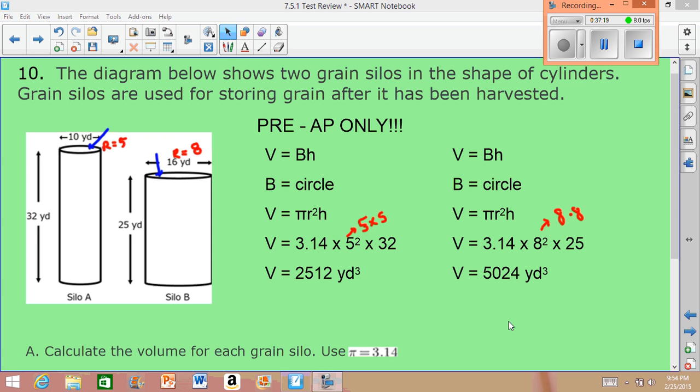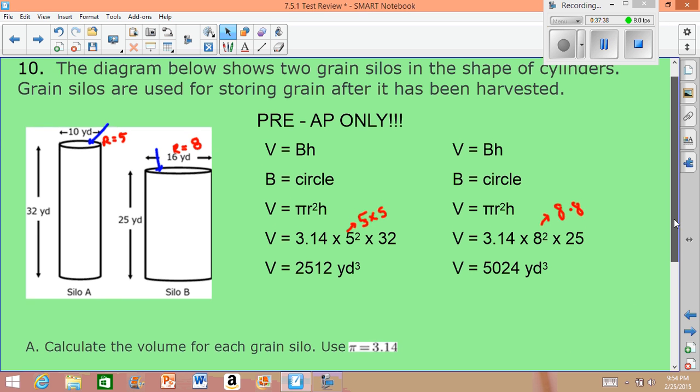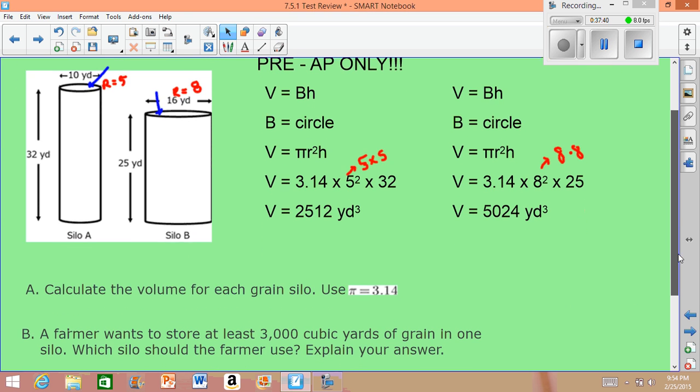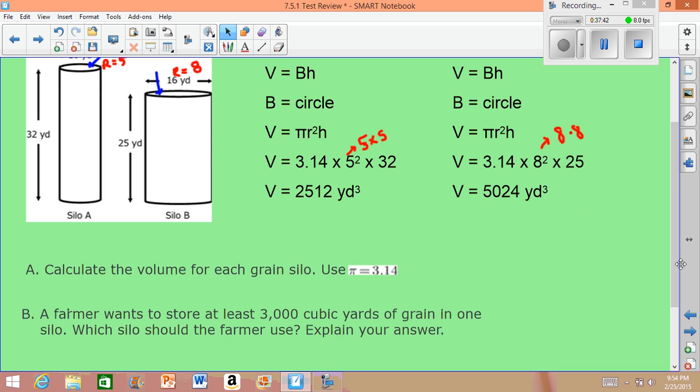So once we finish those calculations using our calculator, we get the volume for cylinder or silo A is 2,512 cubic yards, and the volume for silo B, that cylinder, is 5,024 cubic yards. So we have both of our volumes. Now we can answer choice B, or question B.